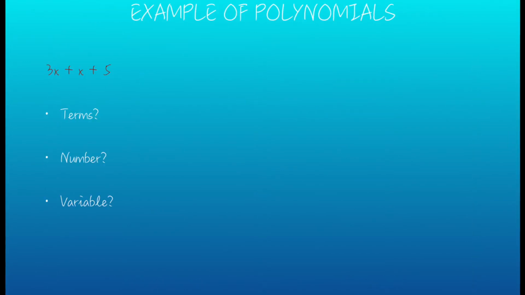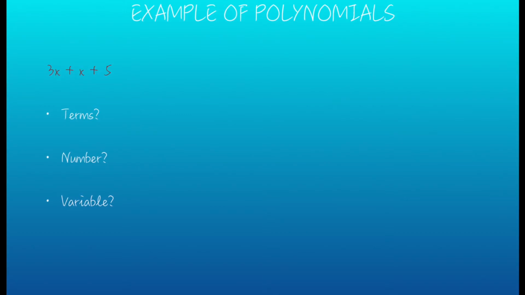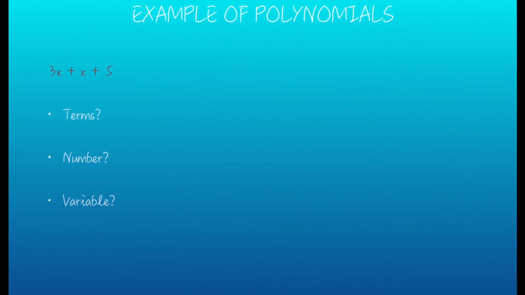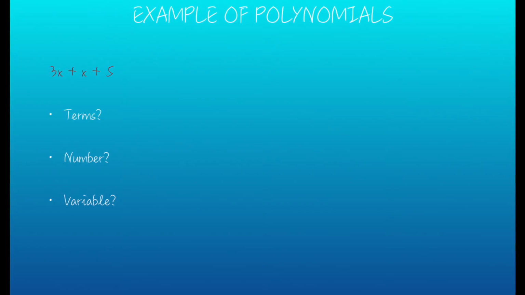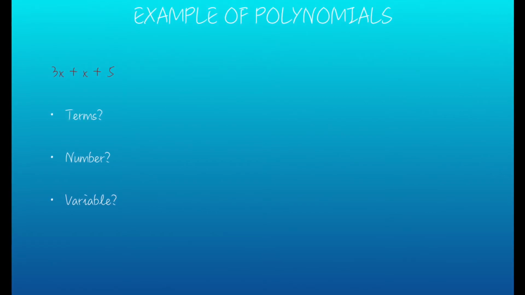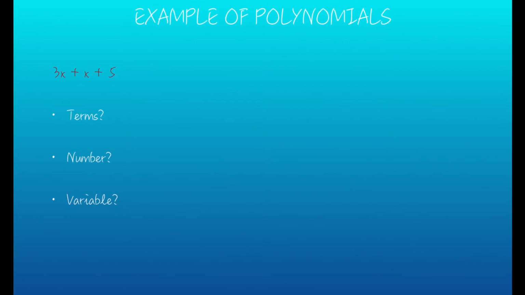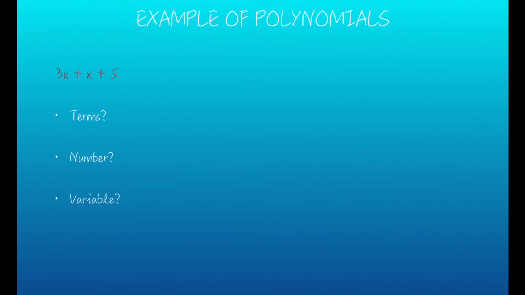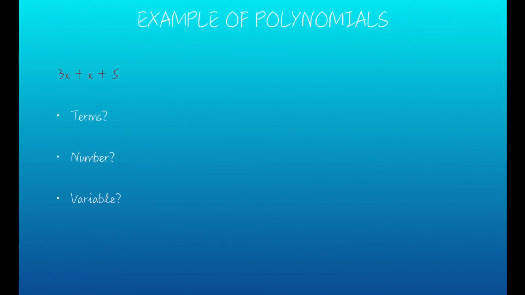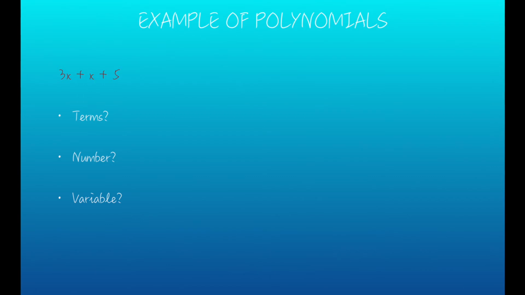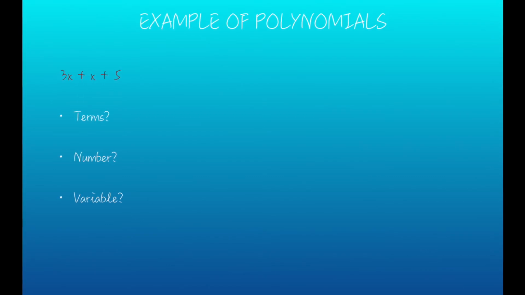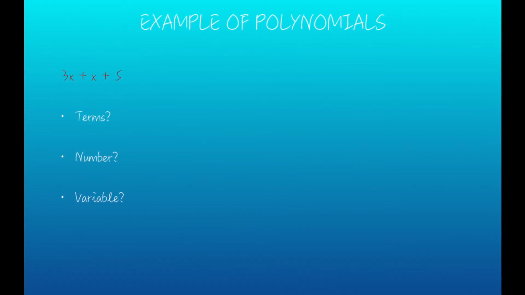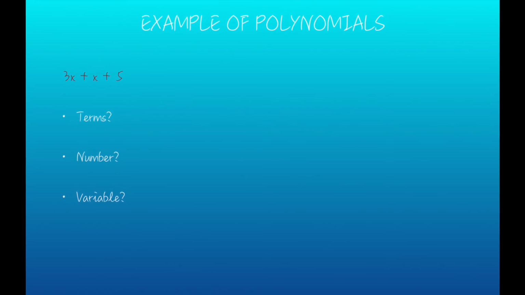Examples of polynomials. 3x plus x plus 5. How many terms does this expression have? It has 3 terms, right? Every term has to have a number and a variable. But as you can see in the second term, there is no number. It is there, but it was simplified. So the number would have been 1, but 1x would have been the same as x, so we just simplify it.